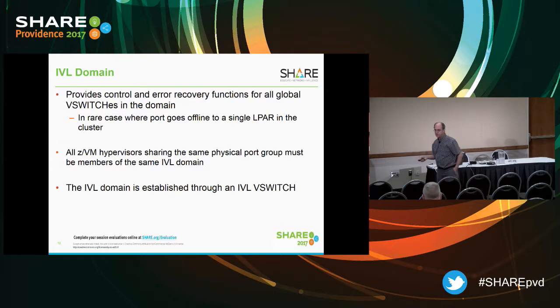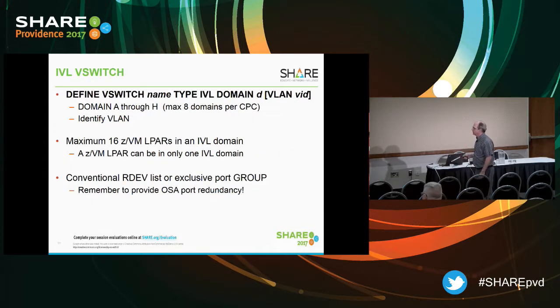Does it have to be that complicated? It says right here in the book. Okay, so all VM hypervisors trying to share that port group have to be in the same domain. And we create that domain through the vSwitch.